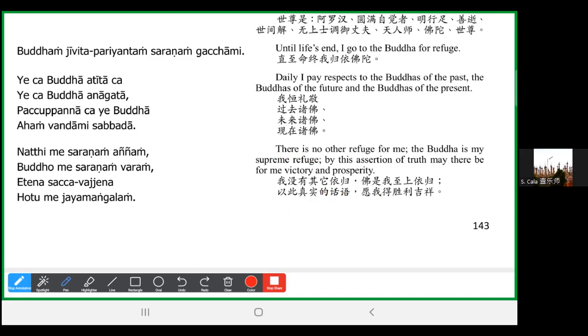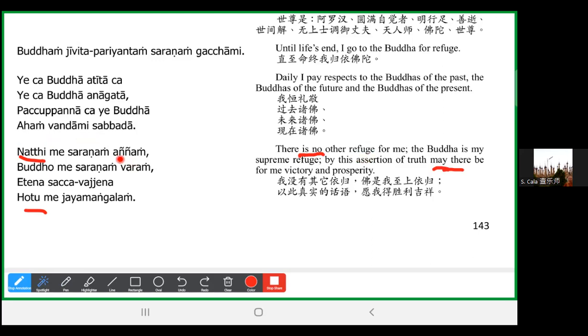Okay. Natthi me sarana annam, Buddho me saranam varam, etena saccavajjena hontu me jayamangalam. There's another verb here for those who learn the imperative. Where's another imperative here? Hontu. Can you see? Yes, hontu is the imperative, may. Tu. So there is may. Okay. May. All right. Natthi me sarana annam. All right. So look at the words. Natthi, there is no. Me, for me. Saranam, refuge.